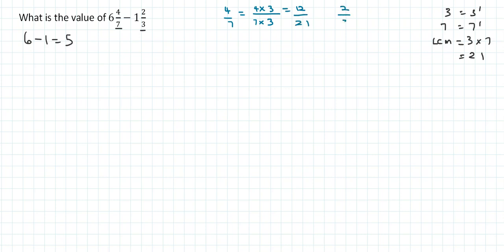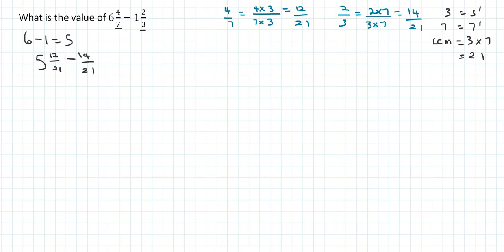Now 2 over 3. We have to also write it so that it has a new denominator. So we have 3 times 7, 2 times 7. This is going to give us 14 over 21. So now we have 12 over 21 minus 14 over 21.